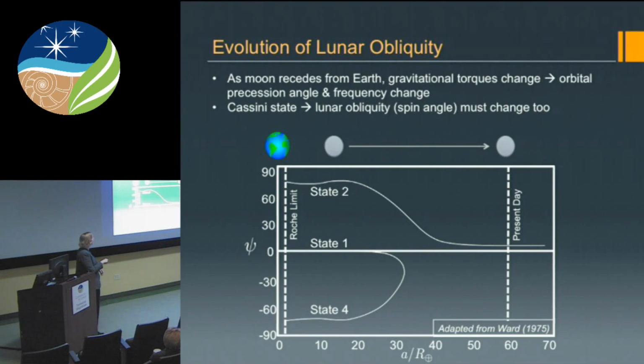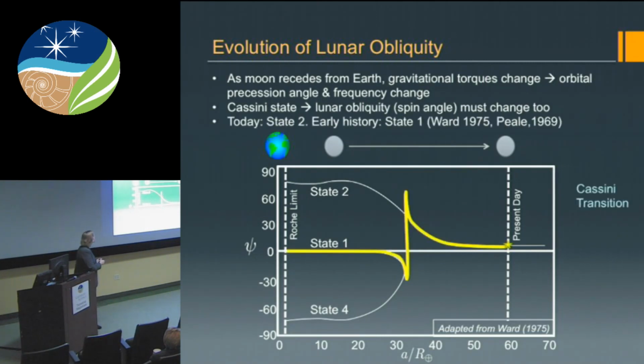And you can see that something is going to happen around this point here. Suddenly, there's nowhere for it to move on anymore. It can't go back. It's not going back to the Earth, right? So instead, it has to jump to the only other stable state available at that time. And so it transitioned from Cassini state 1 to Cassini state 2 at or around 30 Earth-Moon separations. So if you were to plot the path of the lunar spin angle as a function of time, you would see it close to 0, then jump up, and then eventually get to present day. And this is known as the Cassini transition.